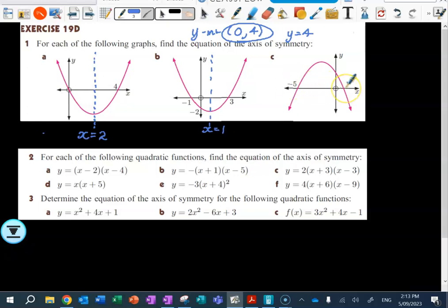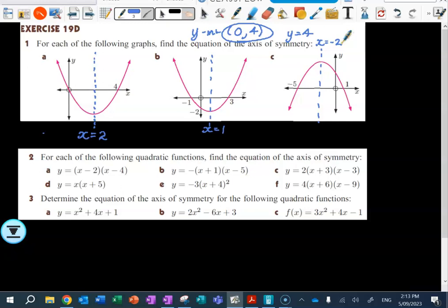Add them together. Divide by 2. Minus 5 plus 1 is minus 4. Divide by 2. X equals minus 2. So when we have our x-intercepts, you can just find the vertex really quickly by finding the middle. Do we agree?